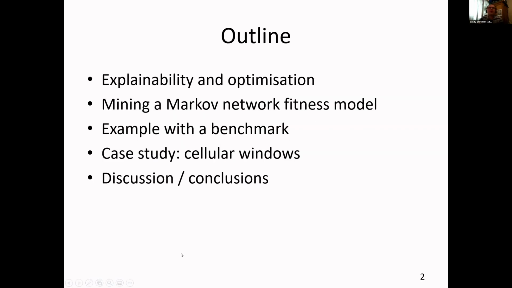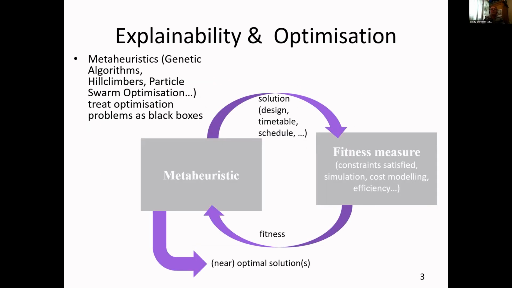So, quick overview of what I'm planning to say. I'll talk a little bit about my view on explainability and optimization. It's a little bit different because it's a bit more focused on visualizations. And then I'll talk about mining a Markov network fitness model, which is the specific approach that I've been using, before giving a couple of examples, one with a toy benchmark and the other one with a more concrete problem in building optimization.